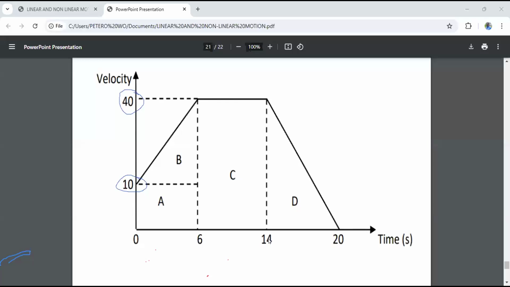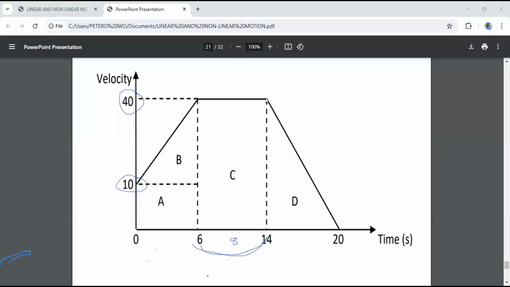Between 6 seconds and 14 seconds, there is uniform velocity. The velocity is constant, it is not changing. So we say uniform velocity of 40 meters per second for, now you look for what is the time interval between 6 and 14. And Erin has told us that it's 8. So we say there is uniform velocity of 40 meters per second for 8 seconds.